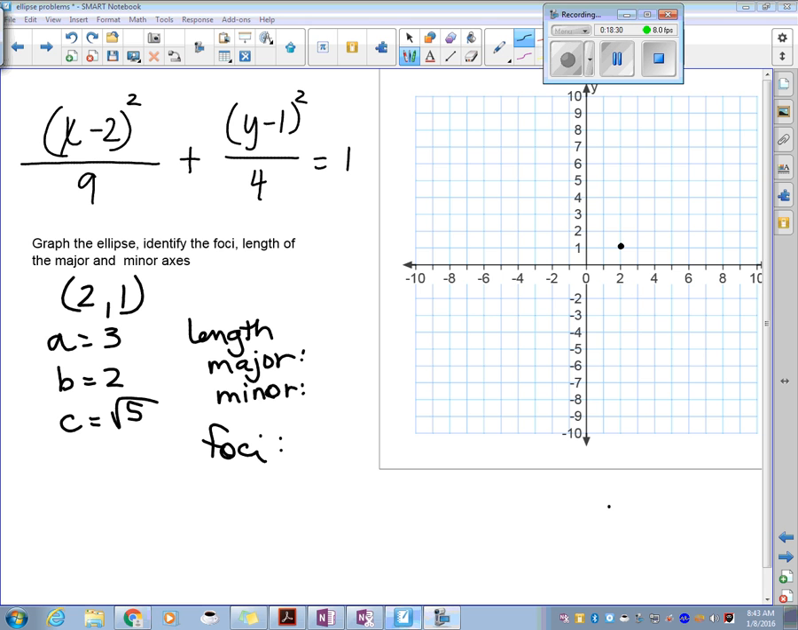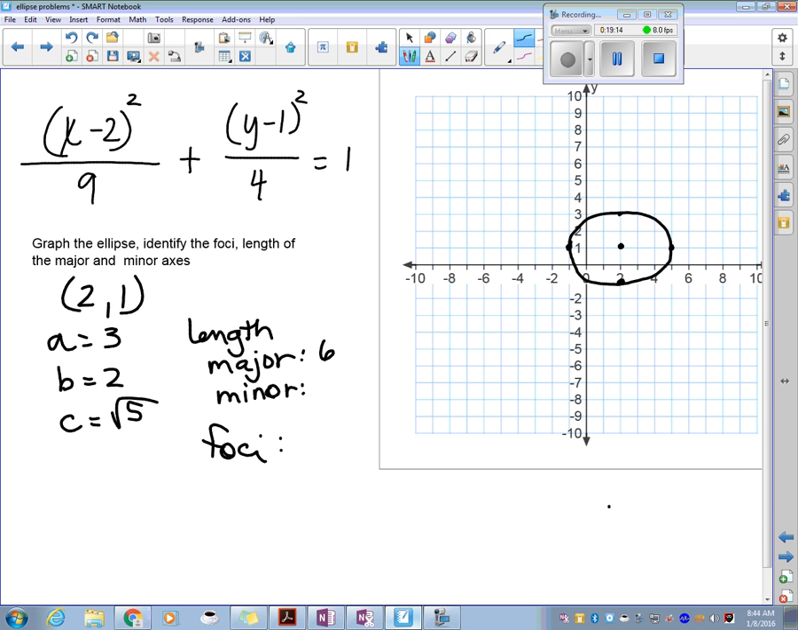Okay, so A is 3. So from this point, I'm counting over 3. Okay, it's a little more challenging when the center's not 0, 0. From this point, I'm counting over 3. And that's the major axis. The minor axis goes up 2 and down 2. So here's my ellipse. And now the length of the major is still double A, 6. And the length of the minor is still double B, 4.